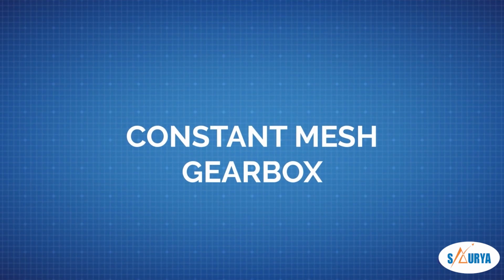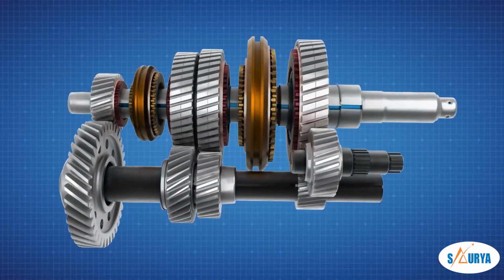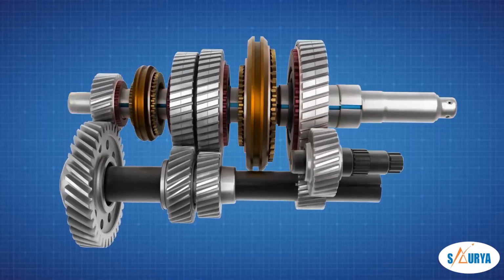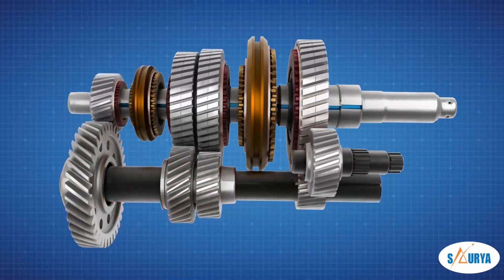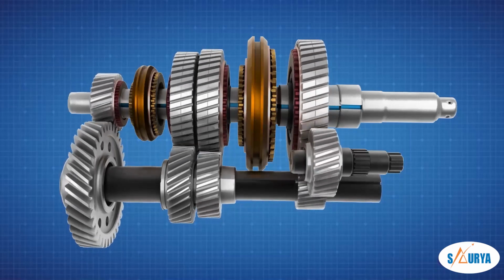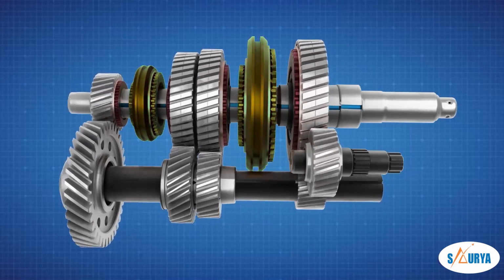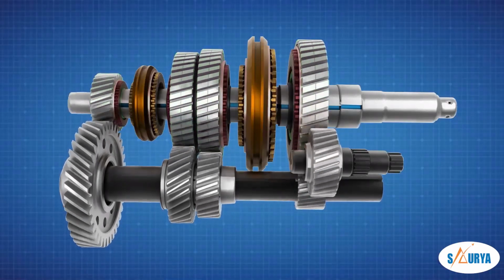Constant mesh gearbox, figure 5. In this gearbox, the gears of the main shaft 1 are always in mesh with the corresponding gears of the counter shaft 2, but power is not transmitted unless the dog clutch 3 or 4 engages with a particular gear on the main shaft 1.